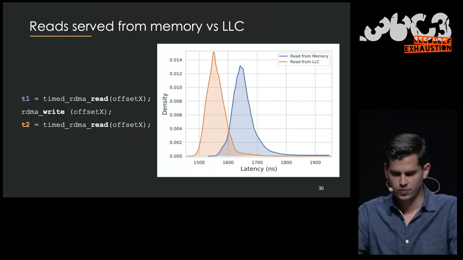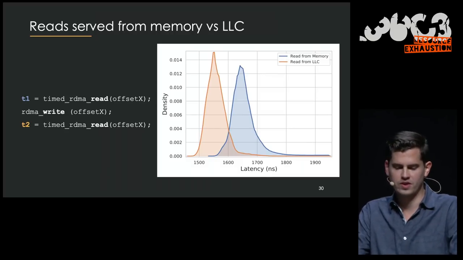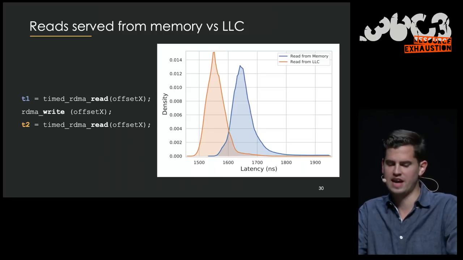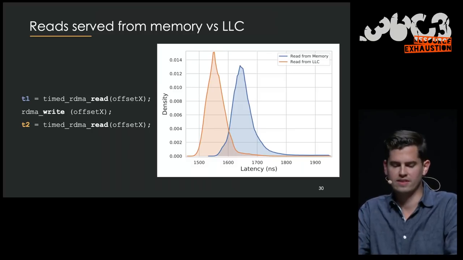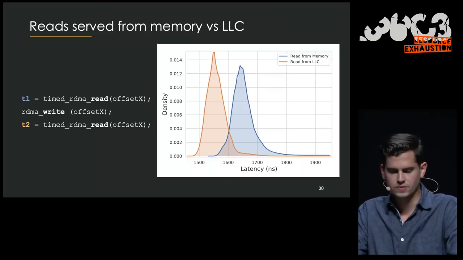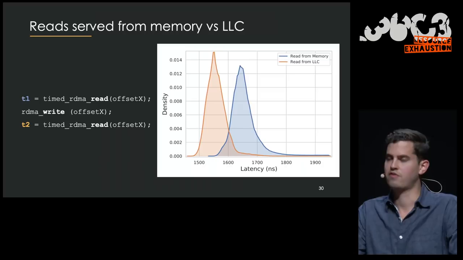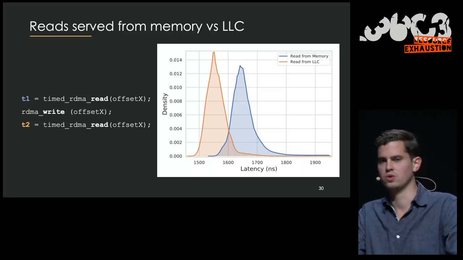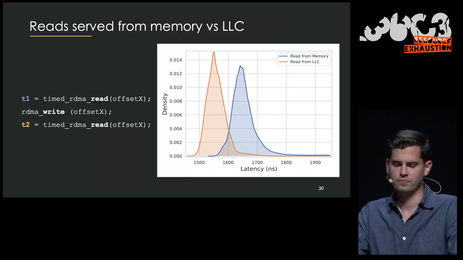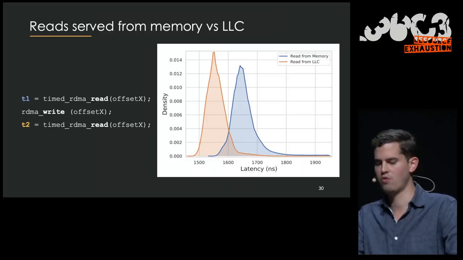The first question we can answer with a very simple experiment. On the left, we have a very small code snippet. We have a timed RDMA read to a certain offset. Then we write to that offset, and we read again from the offset. What you can see is that when doing this 50,000 times over many different offsets, you can clearly distinguish the two distributions. The blue one corresponds to data that was fetched from main memory, and the orange one to data that was fetched from the last level cache over the network.